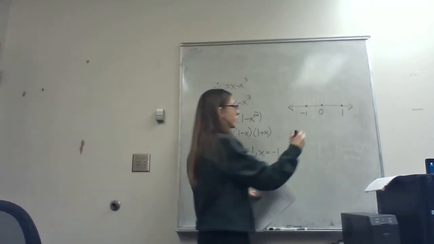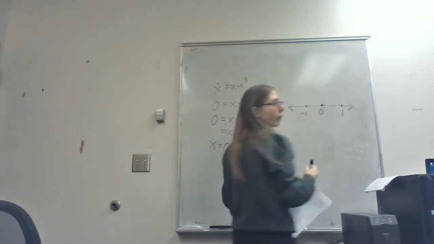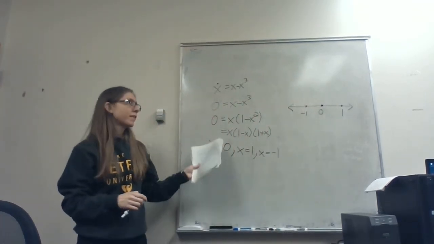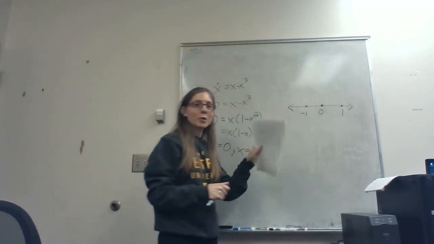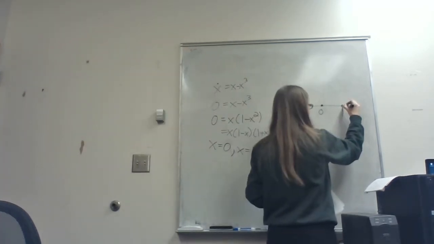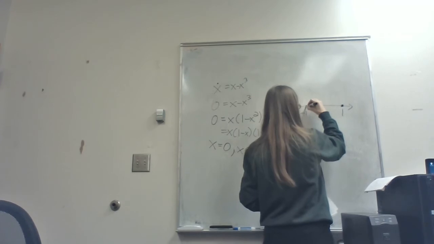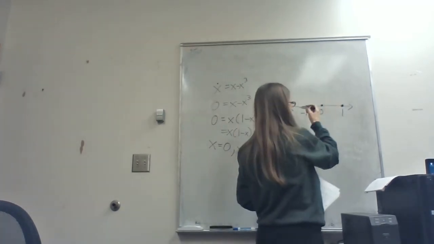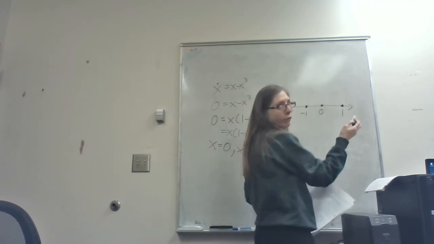So if I start here at x is 0, I will never move off. I will remain at x is 0 forever, if this is the perfect model of my equation with no disturbance in the center. Same thing if I start at 1, I'll never move off. If I start at -1, I never move off. But if I start in between them, I either go to it or I go away from it.